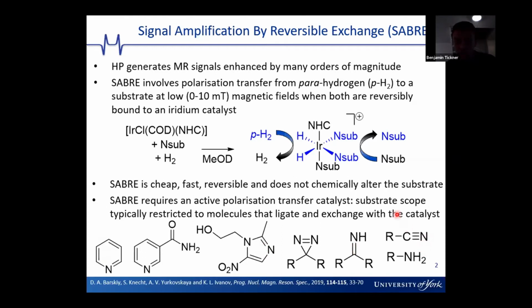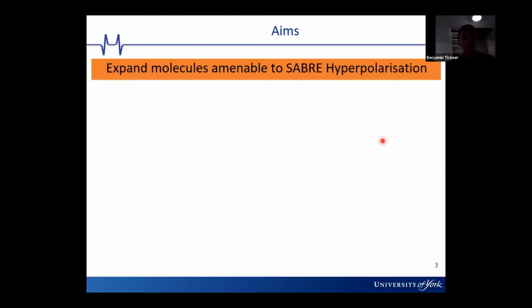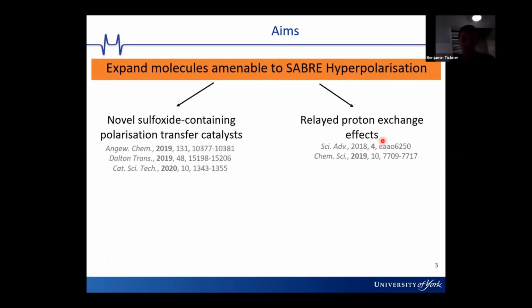So it's usually a restriction of SABRE that your molecule has to be able to bind and ligate to your iridium catalyst. But what we are interested in doing at the University of York is looking at new ways in which we can hyperpolarize molecules using SABRE. So there are two main ways in which we're able to do this. The first is using sulfoxide-based polarization transfer catalysts to hyperpolarize O-donor molecules like pyruvate.